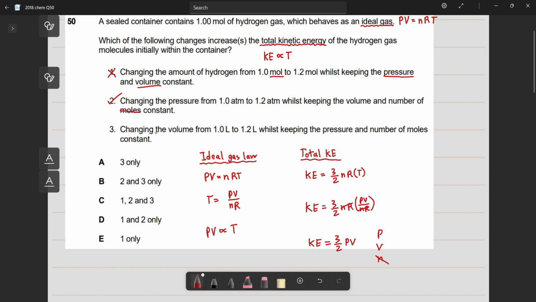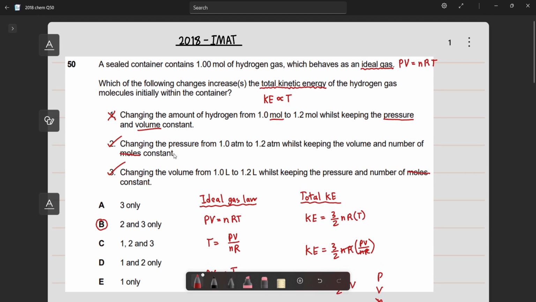Statement 3: changing the volume from 1 liter to 1.2 liters while keeping the pressure and number of moles constant. So yes, this does also increase the kinetic energy. The volume is being increased, so the kinetic energy is also going to increase, even though the pressure is kept constant and we ignore the change in number of moles. So the only correct statements are 2 and 3. That's how we solve this question.